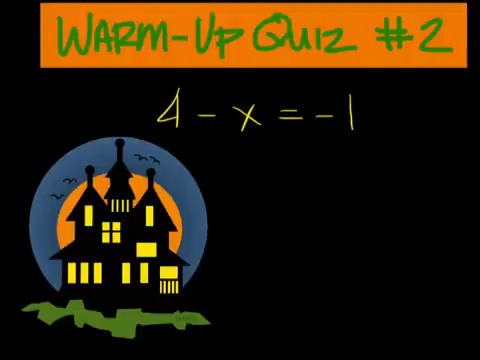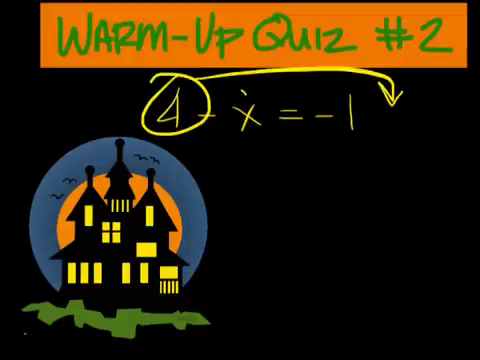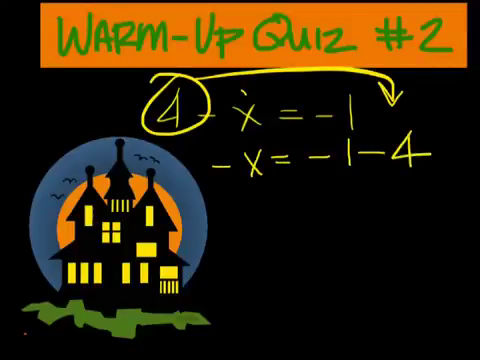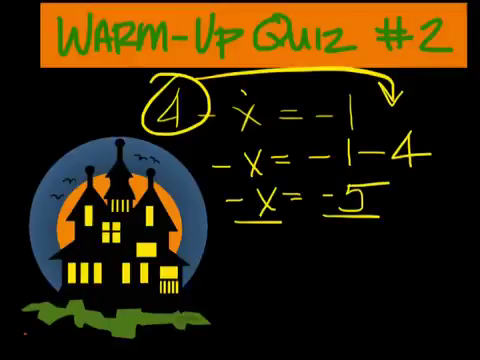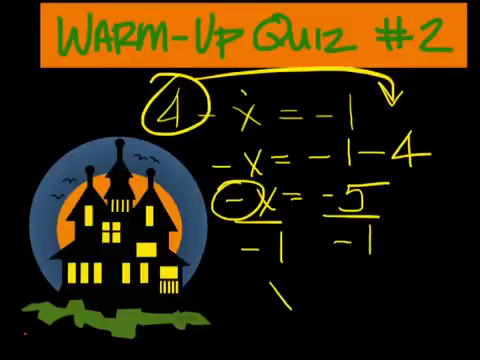Alright, if you need to solve this, then what you would do is move this item over to the right side and change the sign to -4. That would give you a -5, but you have to divide both sides by a -1. So the answer is a +5.